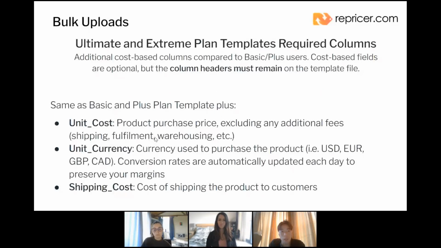If you're on the Automate or Extreme plan, there will be additional cost-based columns that you will see when you download your CSV file. That's because of net margin repricing. We will need your cost, currency, or shipping information so that we can calculate the accurate margin for you. So you have to make sure that you populate that information in the file so that we can calculate the right percentage or amount of profit for you. Next slide, please.